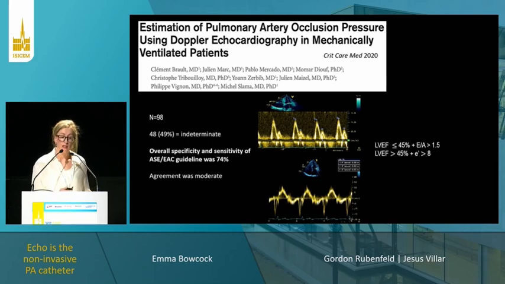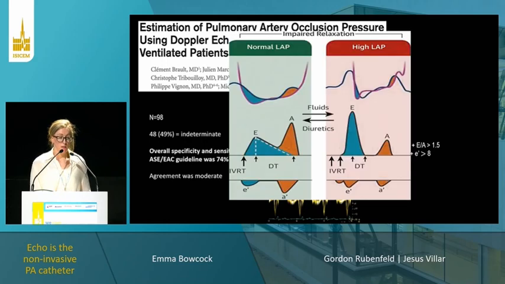And they found that in patients that had ejection fractions of less than or equal to 45, with an E to A ratio, which is the flow through the mitral inflow, of more than 1.5, these patients were highly likely to have raised left atrial pressures, whereas patients that had normal ejection fraction above 45%, and lateral E primes of more than 8, they were highly likely, in fact 100% of the patients in this study had normal left atrial pressures. But of course, identifying patients with raised left atrial pressure is really important.